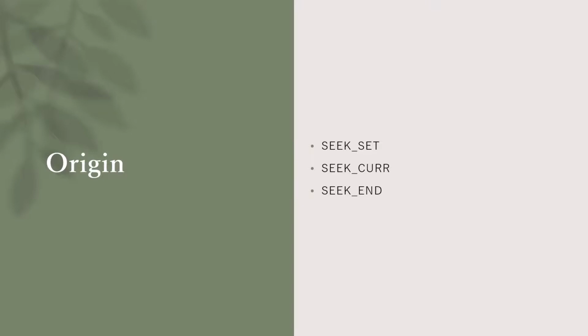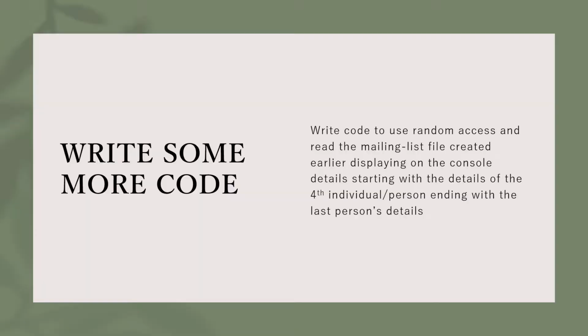Now these are the values for origin. SEEK_SET would be 0, SEEK_CUR would be 1, SEEK_END would be 2. Right? So SEEK_SET would be the start of the file, SEEK_CUR would be the current position, SEEK_END is the end of the file. Write code to use random access and read the mailing list file created earlier, displaying on the console details starting with the details of the fourth individual, ending with the last person's details. So now let's go ahead and do that.